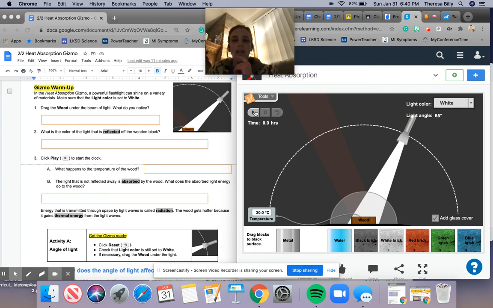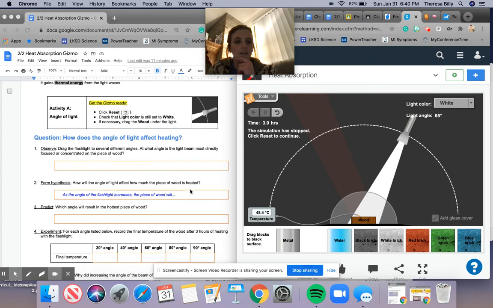When you click play, like I said, that starts this timer here for 3 hours, and it's going to ask you to look at the temperature of the wood. Record some of that information here, and it's going to ask you about that absorbed light energy. What does that do to the wood? You should be answering that in terms of whether the wood is absorbing kinetic energy or reflecting kinetic energy, like what's happening there.